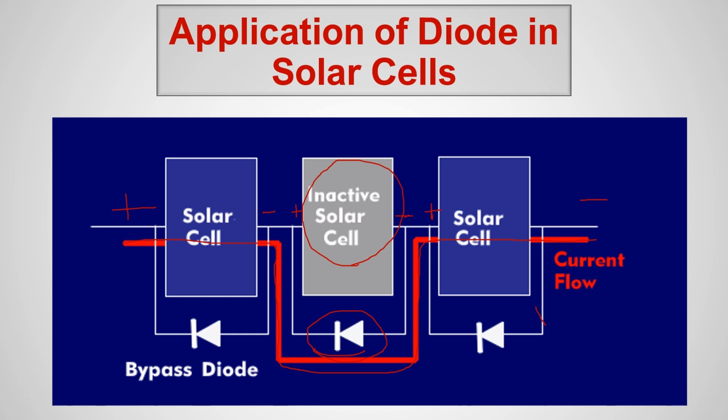It means we don't want current to flow from here to here, because it's a healthy cell. If the cell becomes unhealthy, then it becomes a resistor with high ohms resistance. In that condition, the current starts to flow through the diode. So that's the purpose. Let's move on to the next slide.